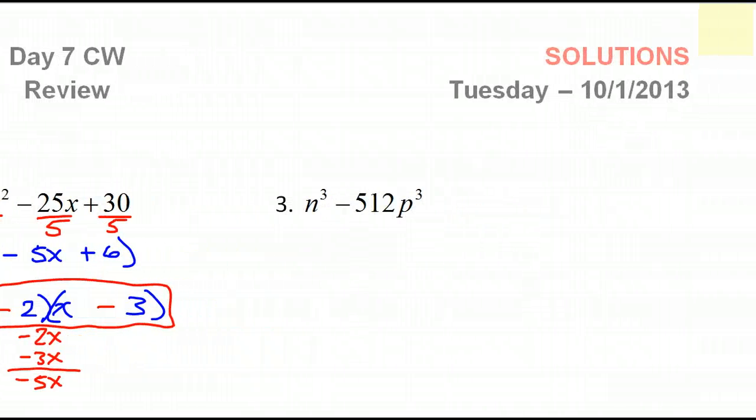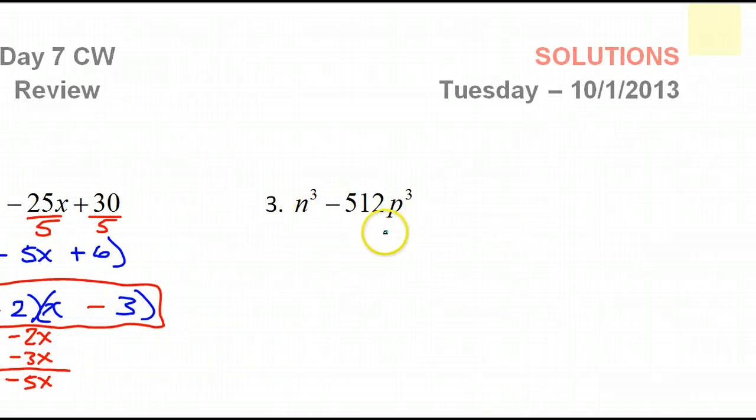On to number 3. This one looks awfully short. Is there a GCF? No. Is this a difference of 2 squares? No. Alright, n to the third, p to the third. Those are obviously cubes. So maybe 512 is also one of my perfect cubes.